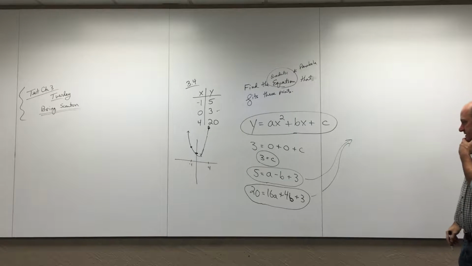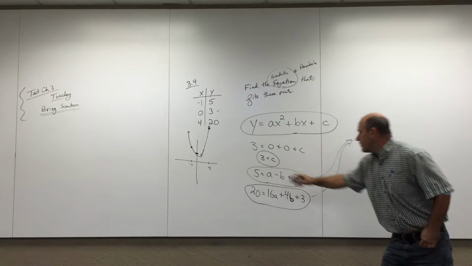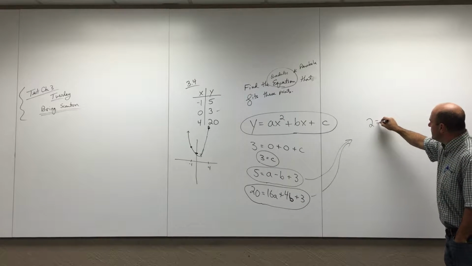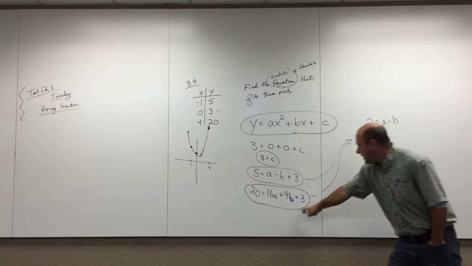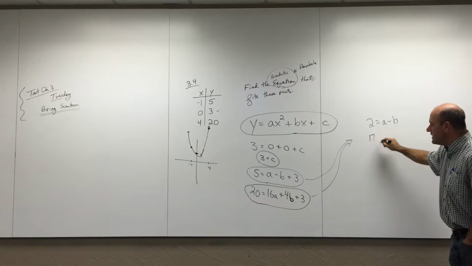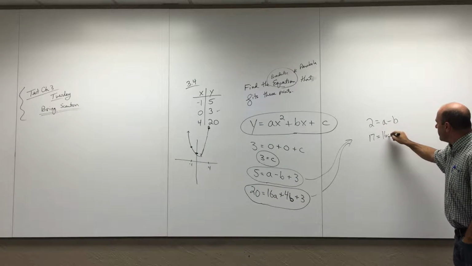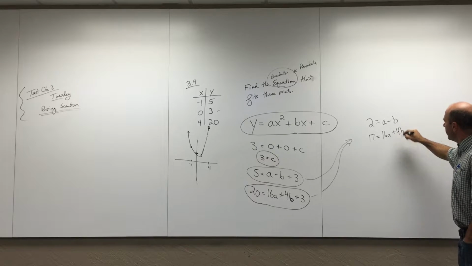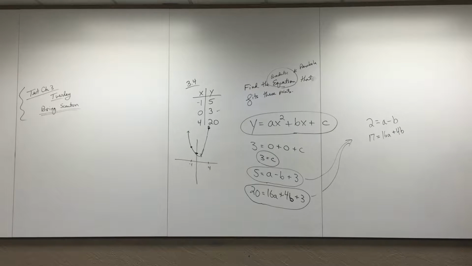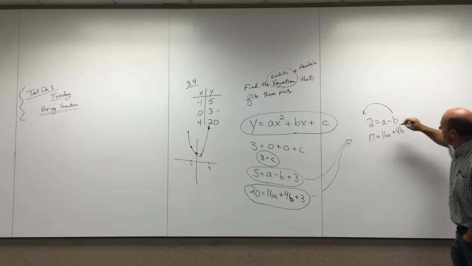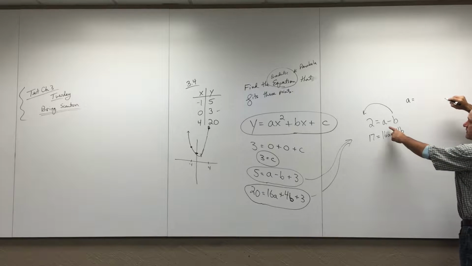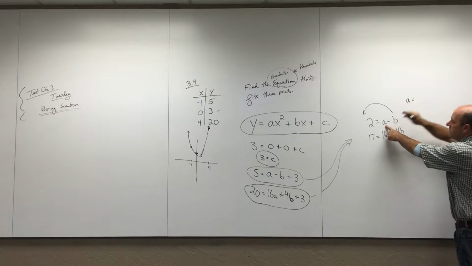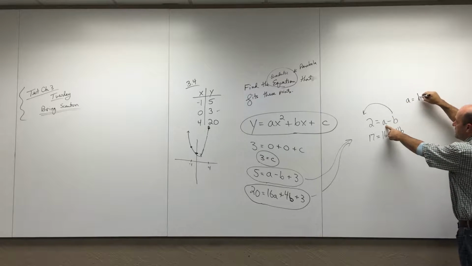Let me see. First of all, maybe I'll move the 3 over. 2 equals A minus B. If I subtract this 3, it'll be 17 equals 16A plus 4B. Yeah, I'll tell you what, it's pretty easy to substitute. You know what I think I'll do? I think I'll just add this B over here. If I add the B, then A is B plus 2.